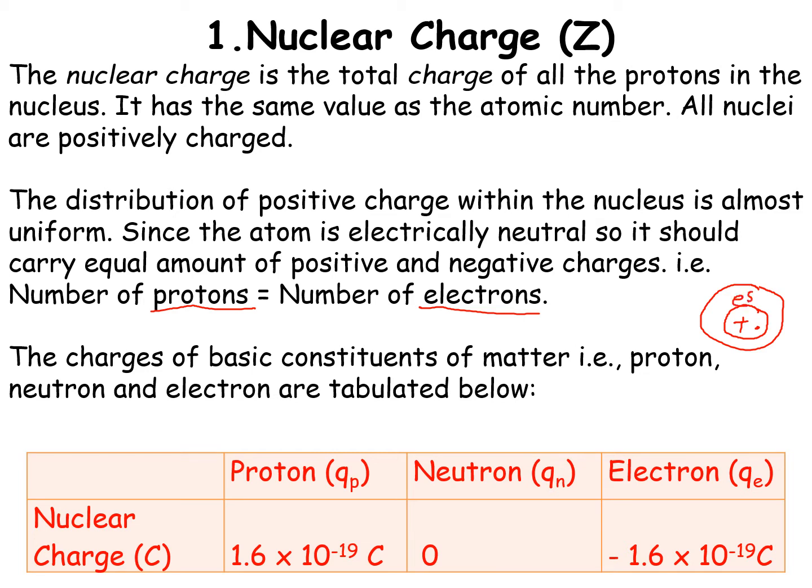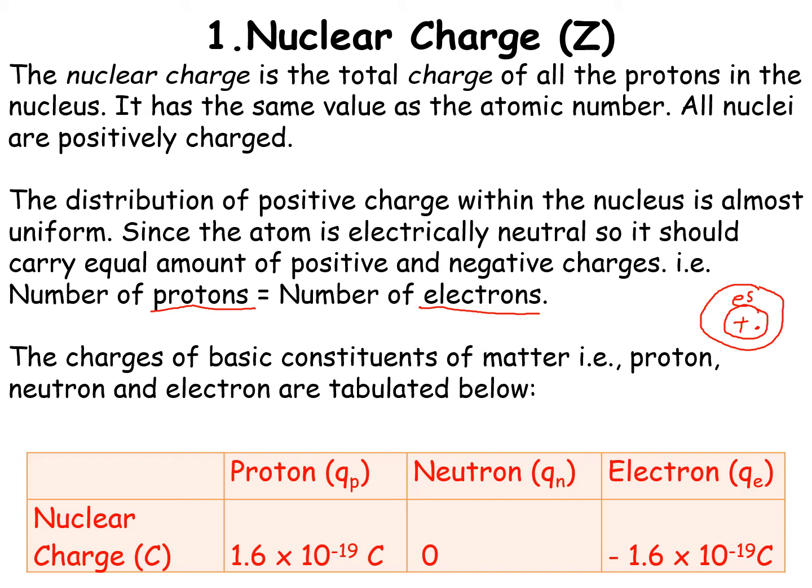Okay, so this is the atom. Within the atom we have the nucleus, positively charged nucleus. The nucleus consists of protons and neutrons, and outside the nucleus we have the electrons revolving. So the number of protons and the number of electrons in an atom is always equal because the atom is electrically neutral. The charges of the basic constituents of matter, protons, neutrons and electrons, were calculated and their values are written here in tabular form.